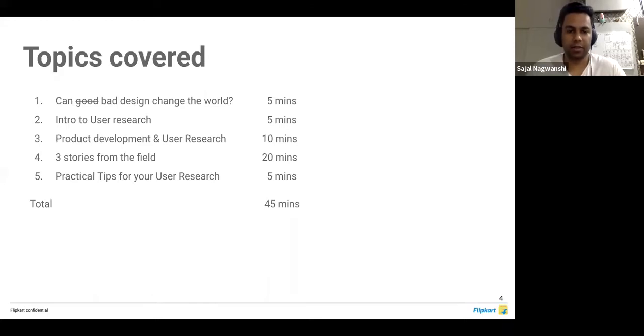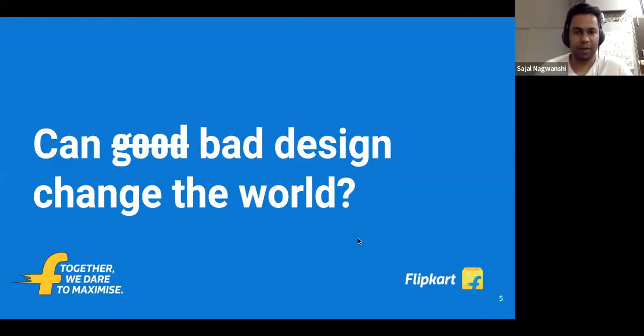And then comes the meat of this whole presentation, where I'll share 3 stories from the field. And with those stories, I'll talk about 3 of the most important methods that are used in user research. And lastly, I'll leave you with some practical tips that you can apply for your own user research. So hopefully by the end of the session, you will be motivated to conduct your own user research, and B, we'll have practical tips that you can use right off the bat. Okay, having said that, now let's just begin the first part of it.